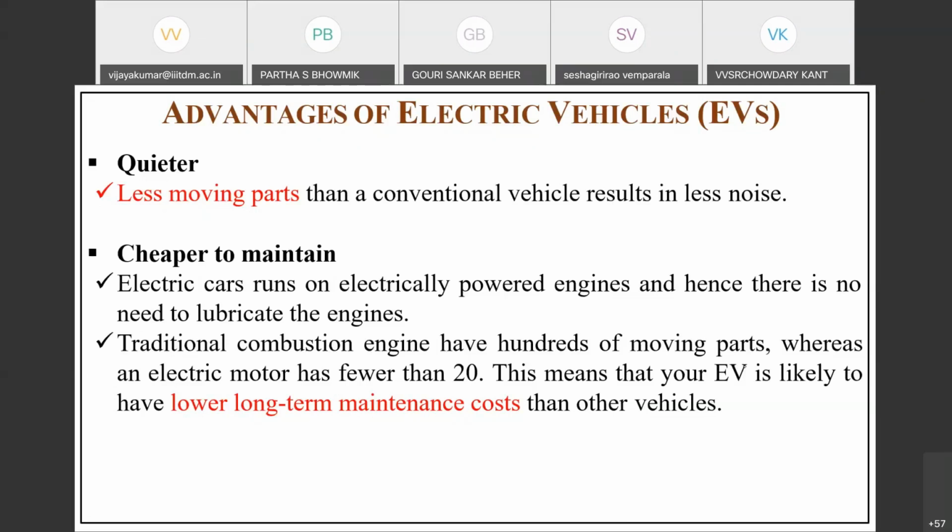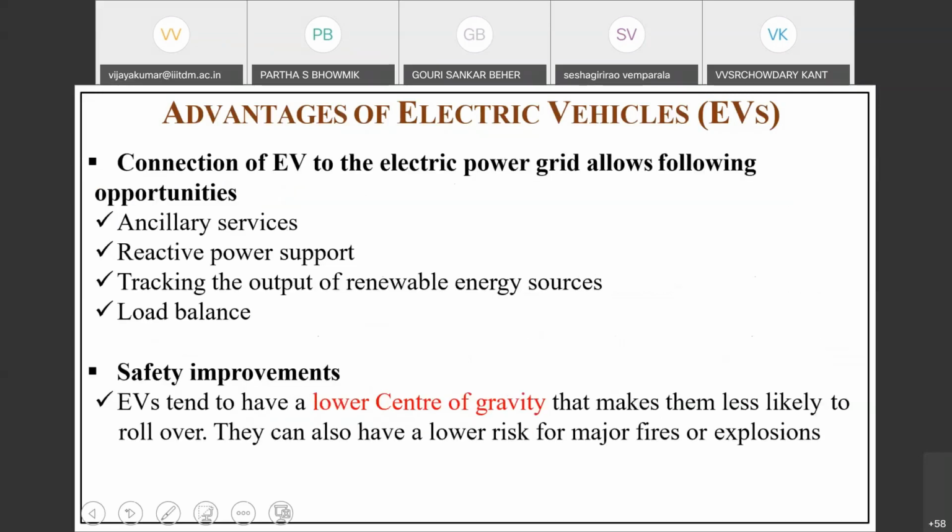And here, maintenance-wise it is very cheap. In an IC engine you have to spend a lot of money on services. But when we come to electric vehicles, you need not spend much money on maintenance. The only things are the battery and your electrical drives. This is the costliest part in the system. So compared to IC engines, the maintenance here is less.